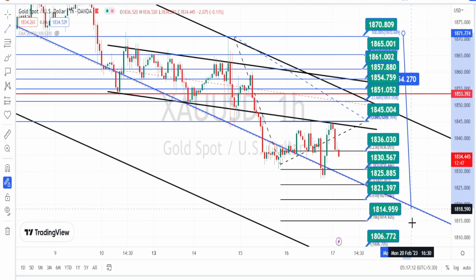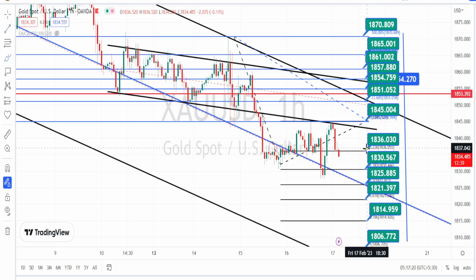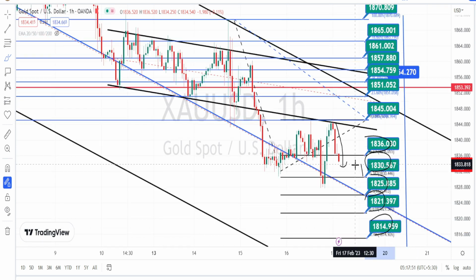So the values within these green color boxes are the resistance and support levels for current price action in hourly time frame. Currently, the price action has broken the support level of 1836 and it is in a very strong bearish trend. And if the bearish trend continues, next level of support is going to be around 1830, 1825, 1821, 1814, 1806 and 1796.